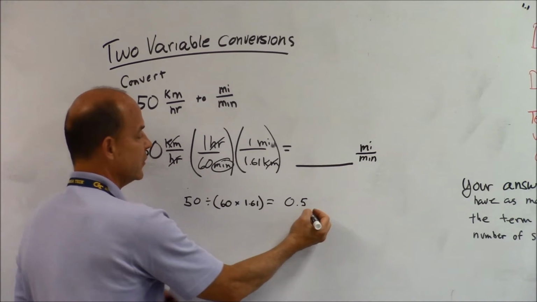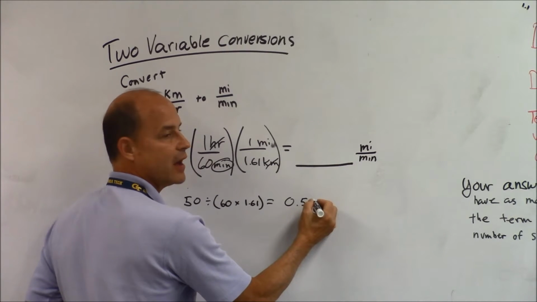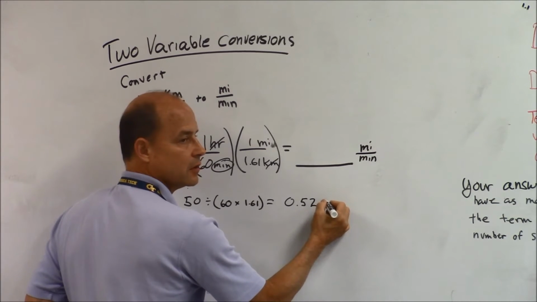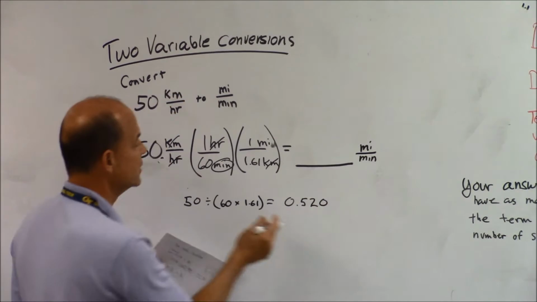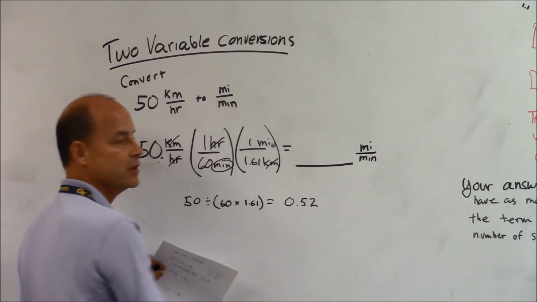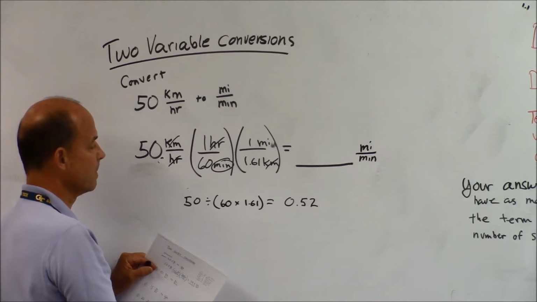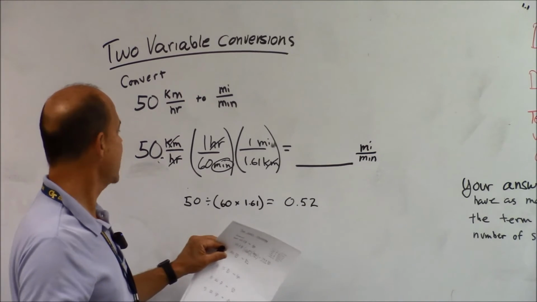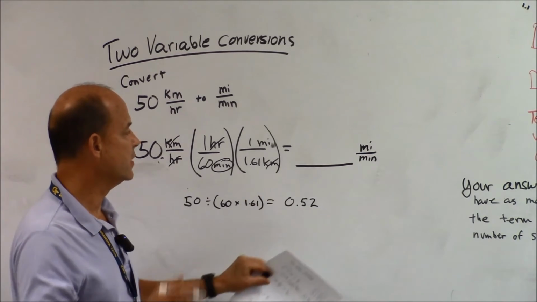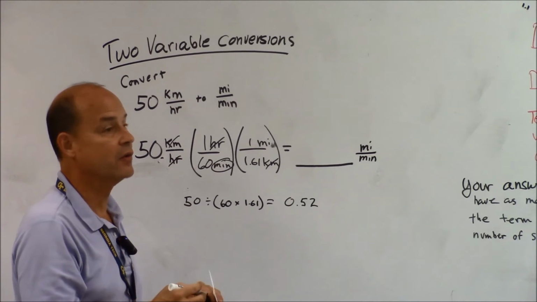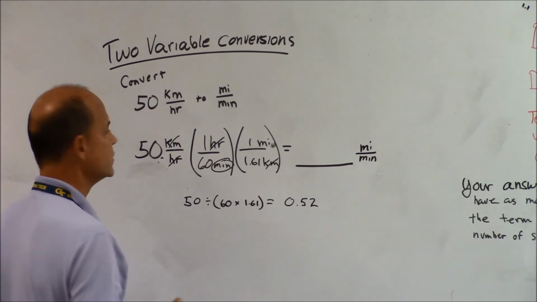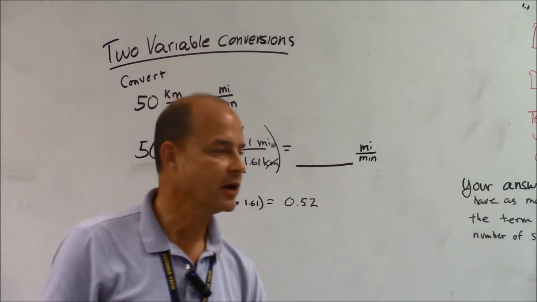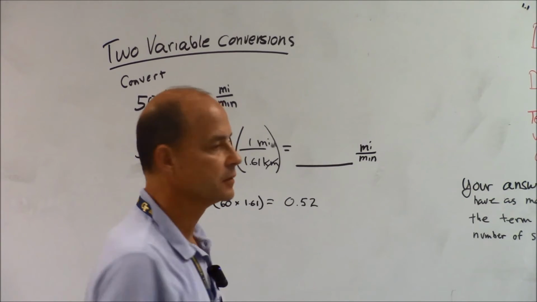Whoa, whoa, whoa with the sig figs. 0.5 what? 0.52. Okay. 0.52 I think is the answer that I'd be looking for. And that's about right. 60 miles an hour is, well, you don't know this, 60 miles an hour is a mile a minute, which is about 100 kilometers per hour. So that makes sense. About half of a mile per minute.